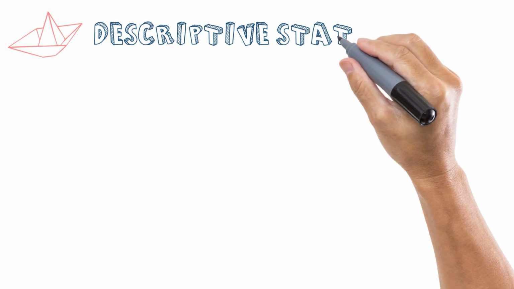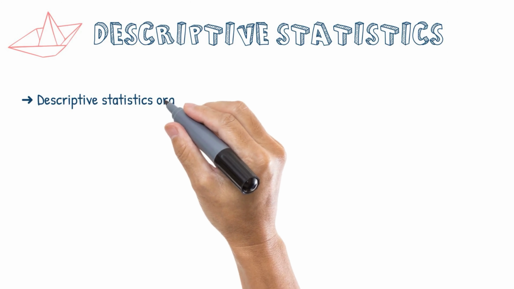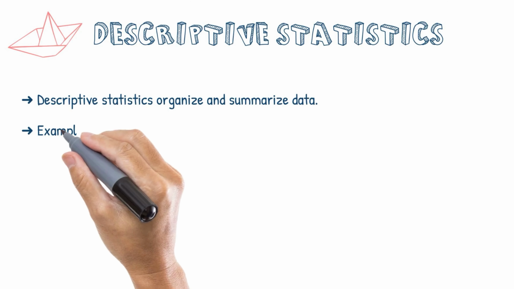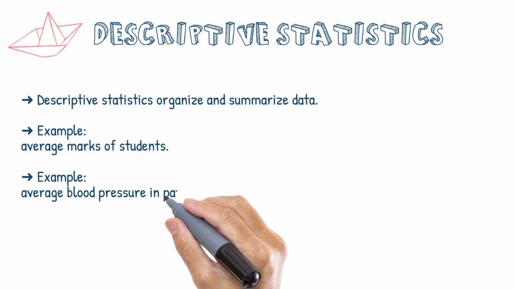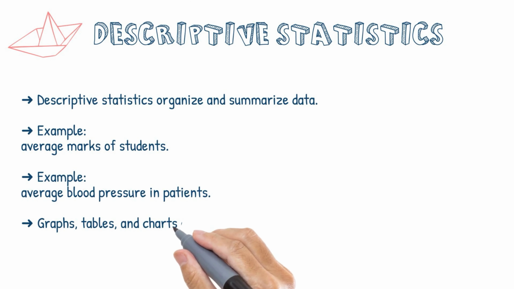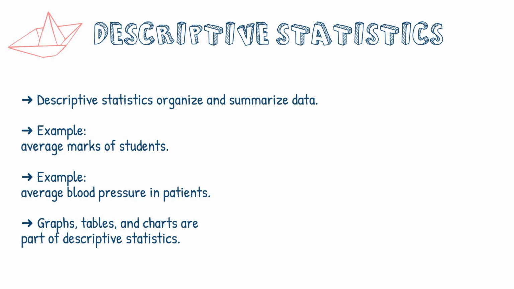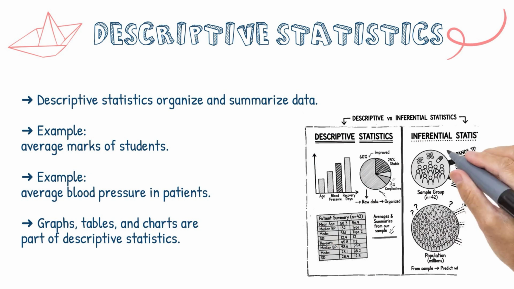Descriptive statistics. Descriptive statistics organize and summarize data. Example: average marks of students. Example: average blood pressure in patients. Graphs, tables, and charts are part of descriptive statistics.